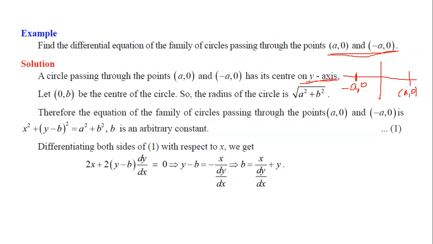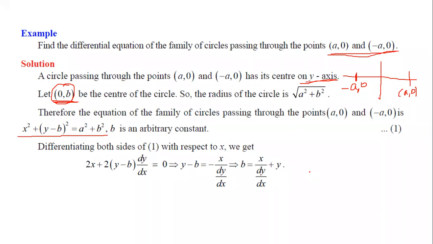Center on the y-axis means let (0, b) be the center of the circle. So the radius of the circle is the square root of a square plus b square. Therefore we can form the equation x square plus, the center is (0, b) now.